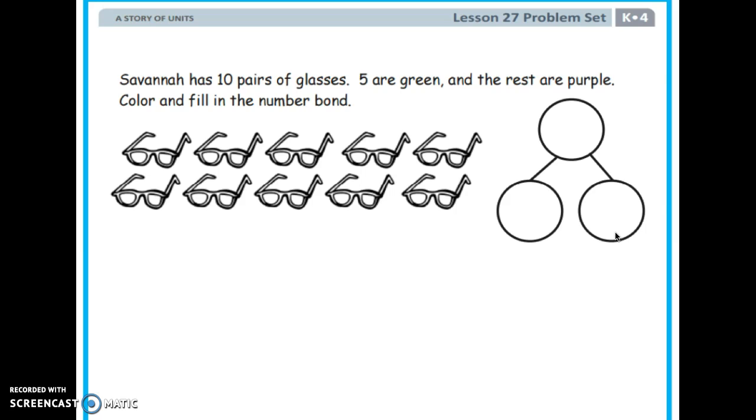Welcome back. Savannah has 10 pairs of glasses. 5 are green and the rest are purple. Color the glasses and then come over here and fill in the number bond. How many in all? How many were green? And how many were purple?